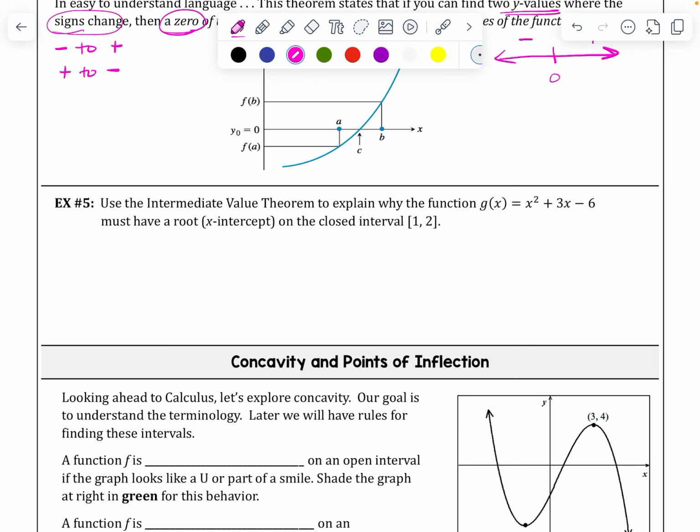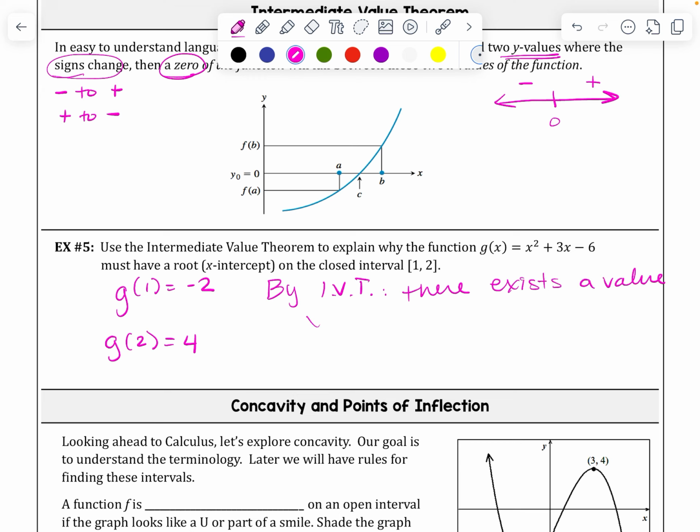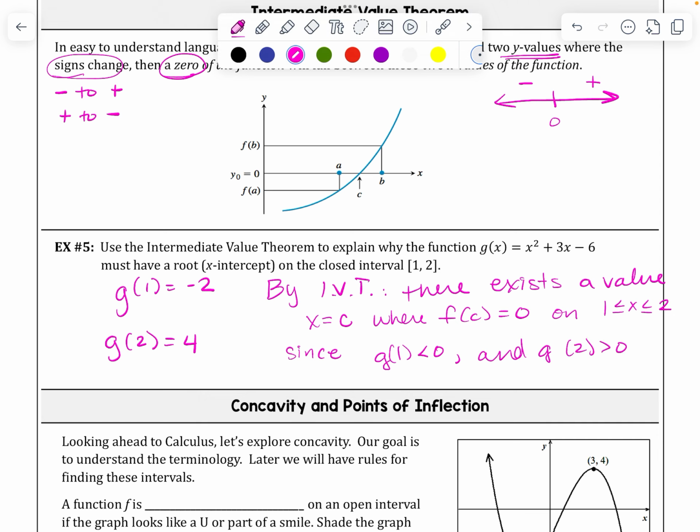Okay, so for example, number 5, if function g at x equals 1 equals, let's say, negative 2, and the function g at 2 equals positive 4, even though I don't know what the graph looks like, by the intermediate value theorem, there has to be a value where x equals some c, I don't know what it is specifically, where the function at c has to equal 0 on the interval between x is 1 to 2, since g of 1 is less than 0 or negative, and g of 2 is greater than 0 or positive.